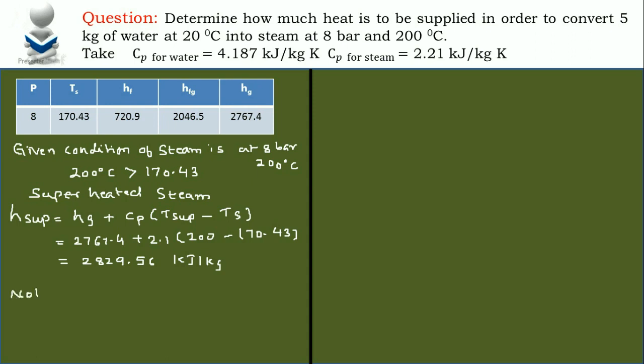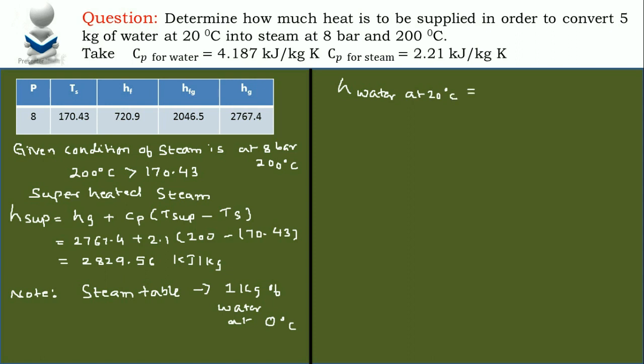So we need to note one important point here, that is, all the values which are given in a steam table are pertaining to 1 kg of water at 0 degrees centigrade. But the problem here is the water is already at 20 degrees centigrade. So hence we need to calculate the enthalpy of water at 20 degrees centigrade.